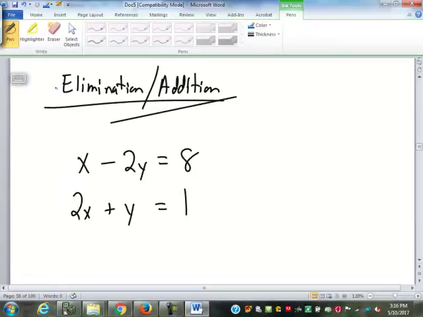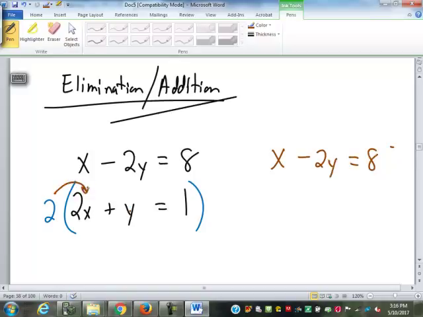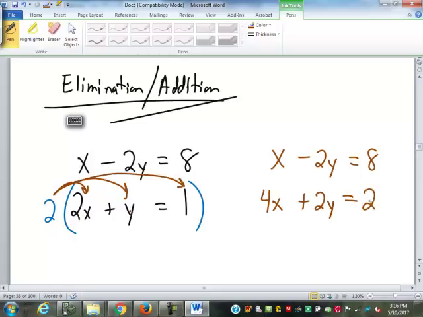Perfect. If I multiply that bottom equation by 2, this will make a positive 2y, and that'll cancel with the negative 2y. So I'm just going to rewrite this top equation because that one's not changing. The bottom equation here, 2 times 2x is 4x. 2 times y is plus 2y, good. Equals, well, not 1, but 2 times 1 is 2, good. Perfect. Now we can add the columns.